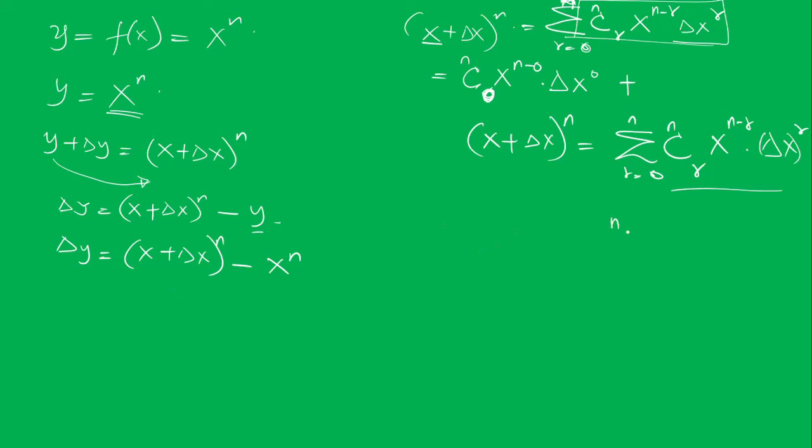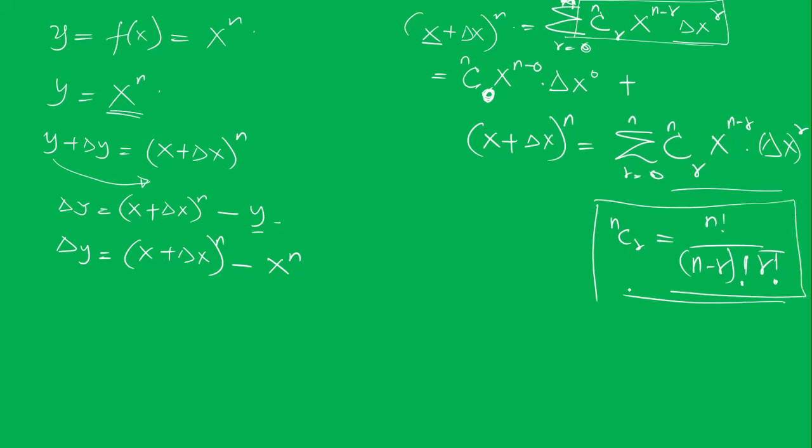And you know, the formula for n combination r is n factorial divided by n minus r factorial, then r factorial. So this is the formula for n combination r. Now we're going to apply this expression to expand this. So now we need to expand this. To expand that, let's now create more space.